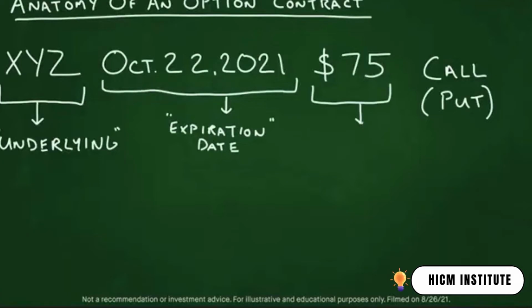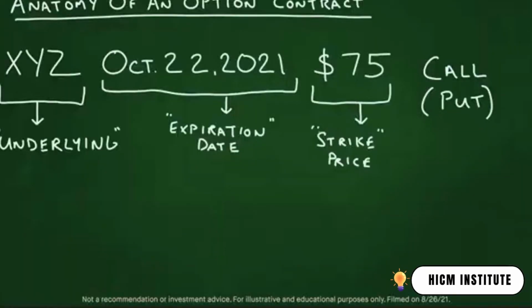Now, the third thing in this option is this number, $75, and this is the option's strike price. This is the price in the case of a call option. The buyer of the option can exercise the right to buy shares at $75. If it was a put option, it's the price that the buyer of the put option has the right to sell shares at. And so in every option, there's going to be a strike price.